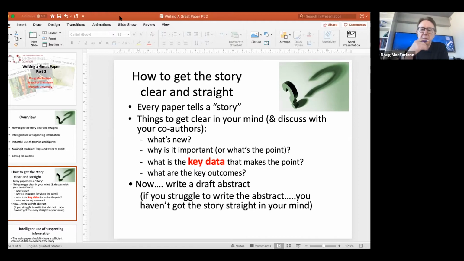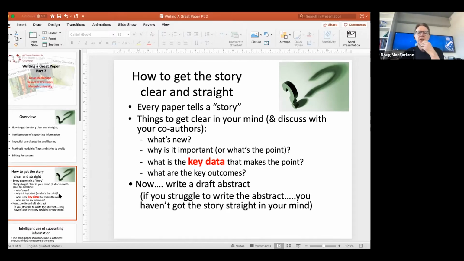So bat this abstract around until everybody's sort of clear on the story and agrees on the story, and then you can start. But along the way there, you're going to identify this key data. And this webinar is very much about figuring out how to present your data in the most impactful way, having identified what the key data is.